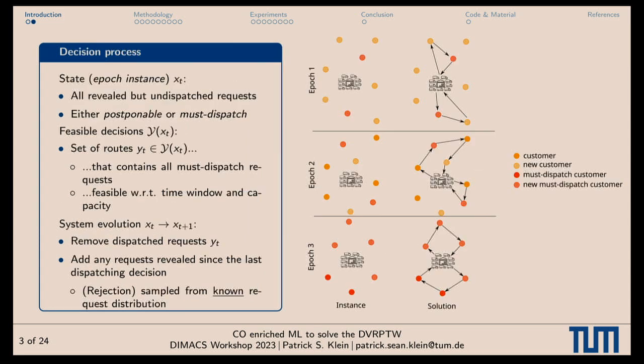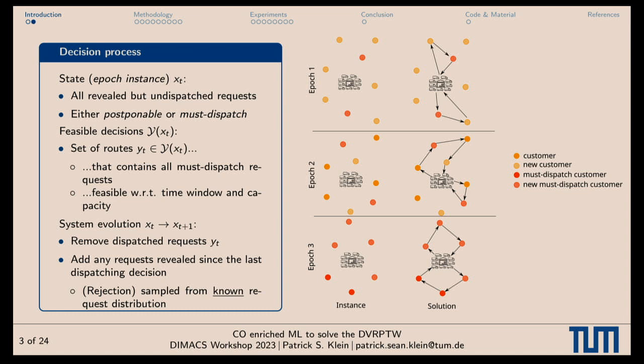Now, we can formulate this as a decision process where each dispatching decision corresponds to a certain state, which we will also refer to as the epoch instance. This state contains all so far revealed but undispatched requests, which are classified as either postponable or must dispatch according to the time window of the request. Postponable requests could potentially be served in a later epoch, so we can still dispatch a vehicle to them, while must dispatch requests must be dispatched in the current period because their time window has advanced so far to the dispatching time that it's not possible to do it otherwise.